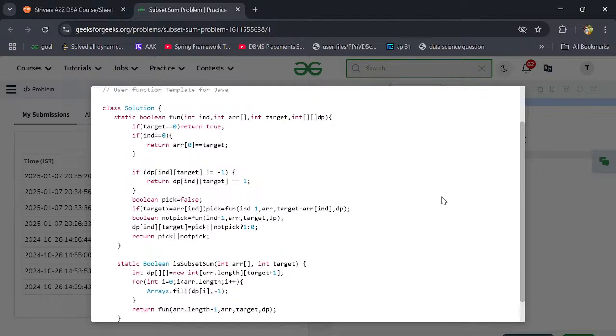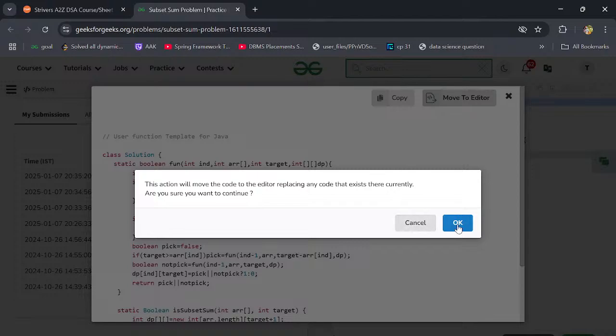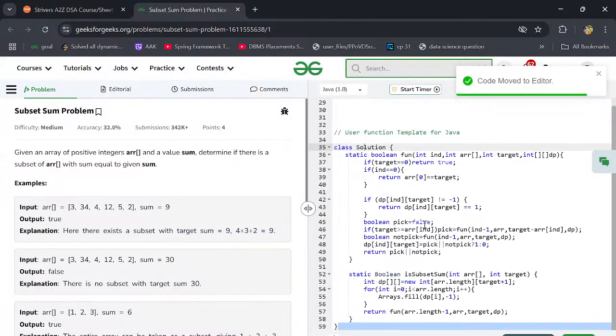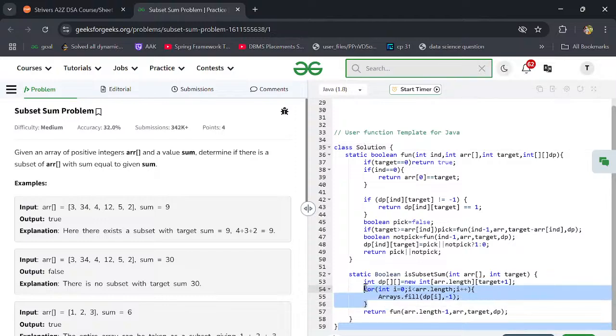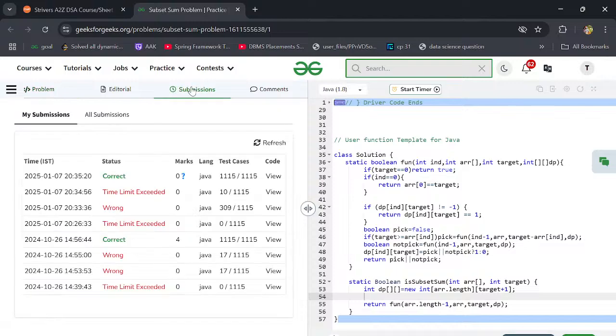What about the tabulation here? Okay, let's write a tabulation. There is a driver code that we can write here. Let's remove this. What's the base case here? Let me try. Let's check when I submitted this code.